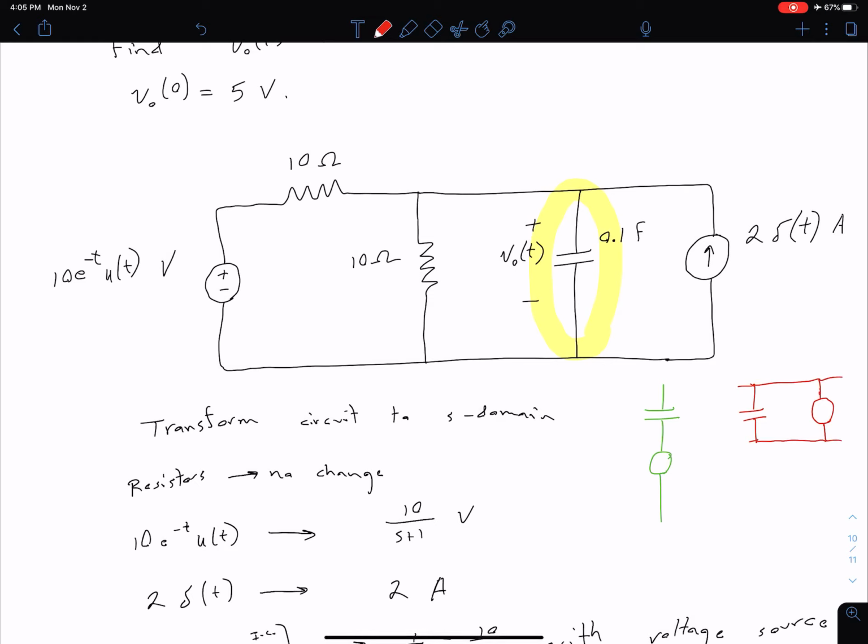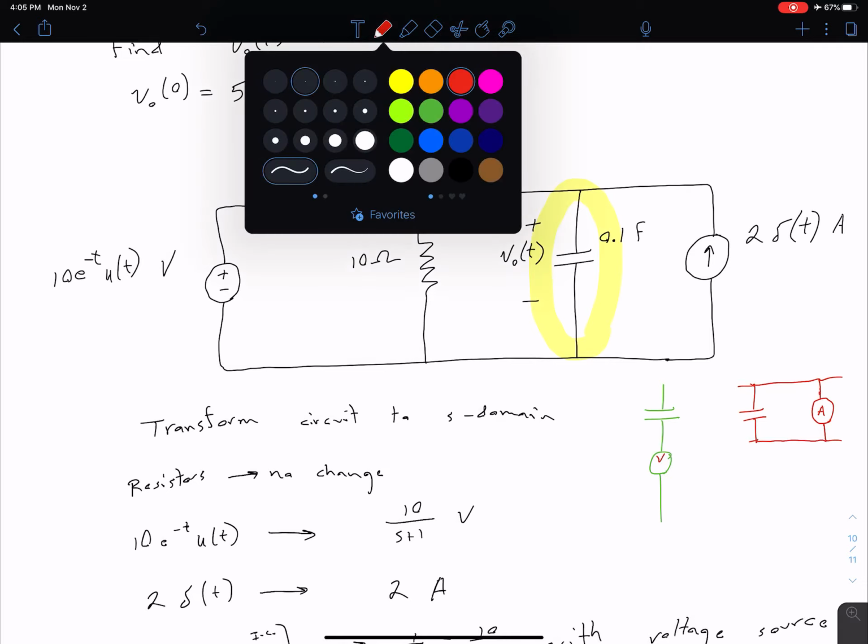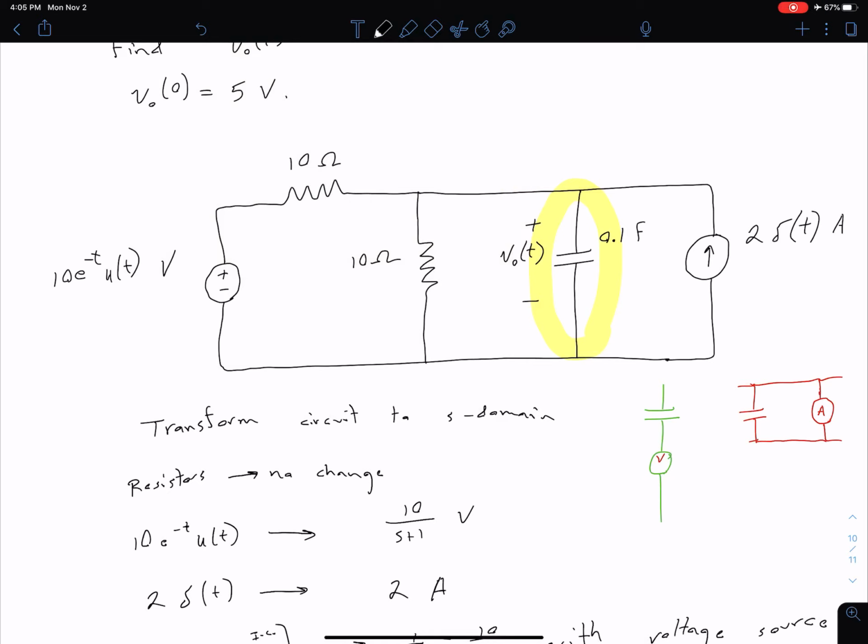But let's just say this is our current, so let's say this is amps and this is volts. So in this case, we can see it's not going to make a huge difference. If we have our current source, we could combine the two current sources in parallel, so that could be an attractive option. But what we're going to see is that, again, for this circuit, probably node voltage is going to be our easiest method. So it's not going to make a huge difference.